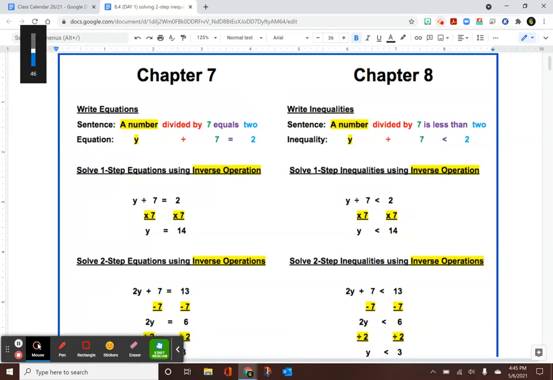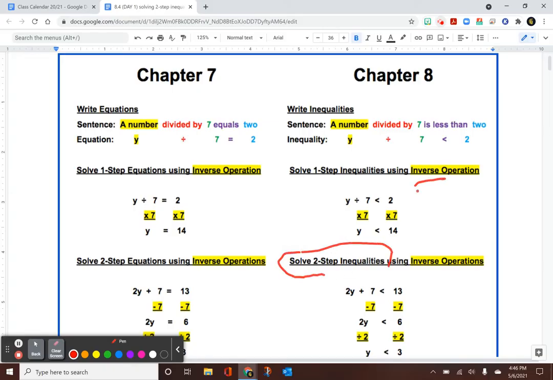Welcome back, Mathletes. So we have our next lesson of Chapter 8, Lesson 8.4, which is solving two-step inequalities. When we've solved one-step inequalities with one inverse operation, now we're going to have two steps. And if we compare Chapter 8's skill to Chapter 7's skill, you'll see they're basically the same thing. The only difference is instead of having that equal sign on there, we'll have a not equal sign on there.